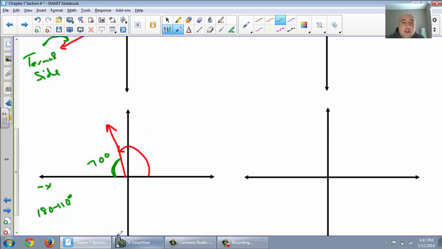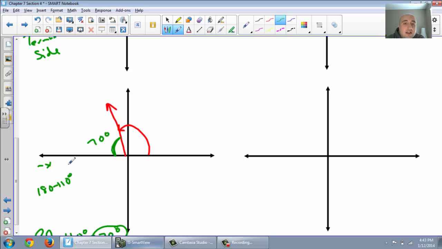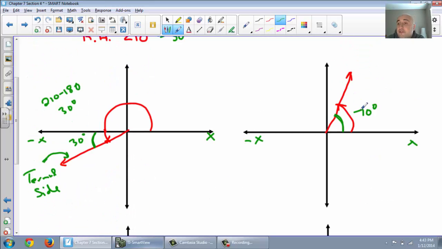Okay, so how do I get a third quadrant? It's the angle minus 180. In a second quadrant, you do 180 minus the angle. In the first quadrant, it's just whatever the angle is.